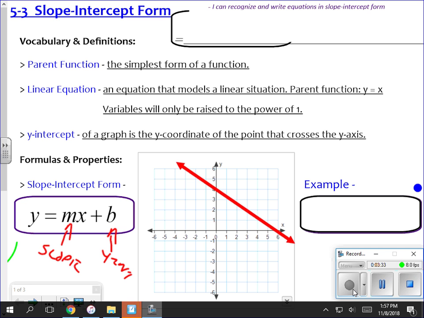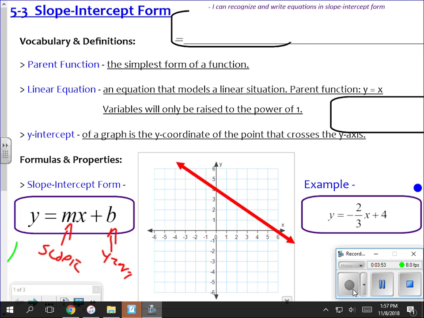Everything else stays the same. The y equals, and then some number times x, plus or minus some number. It's always that way. That's slope-intercept form. Y equals something x plus or minus something. That's what slope-intercept form is.